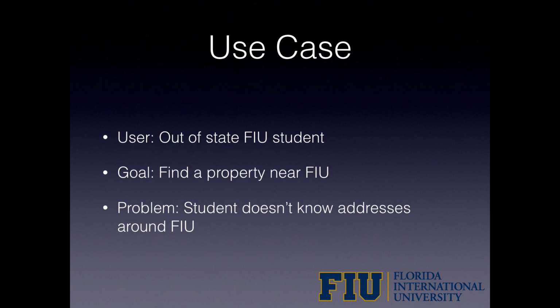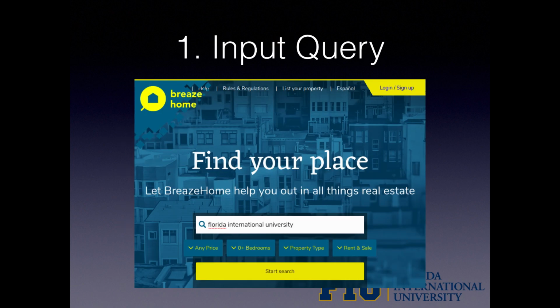So let's start with a use case so we could show why this is valuable. Let's say you're a student that goes to FIU, but you're out of state. You don't know 17th Street, you don't know 117, you don't know any of the streets. All you know is you go to FIU. But let's say you want a property near FIU. How do you find properties near FIU without knowing the complete address?